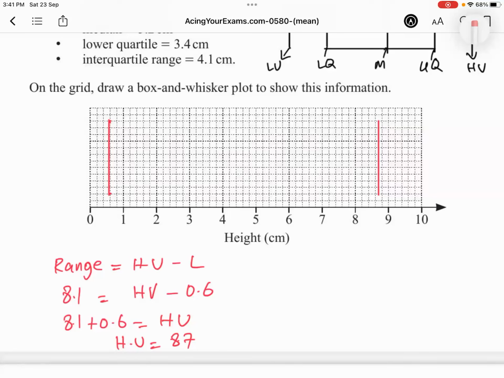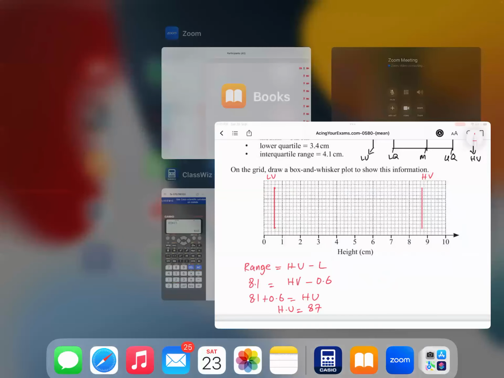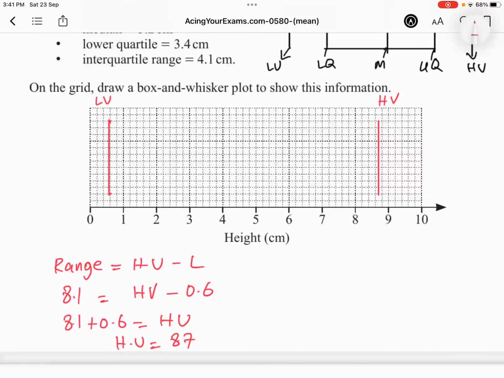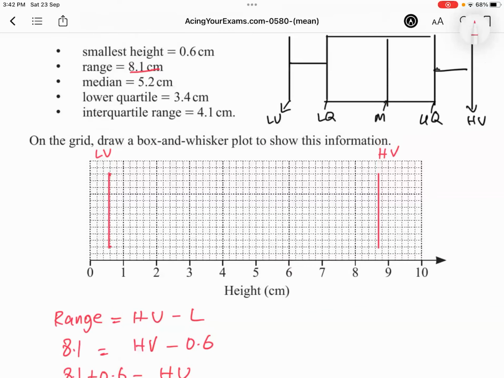Every question will be asked. So this is the lowest value. This is the highest value. But my video is not stuck now. All right. Lower quartile is 3.4. So 3.4 is this thing. Okay. Interquartile range is given.